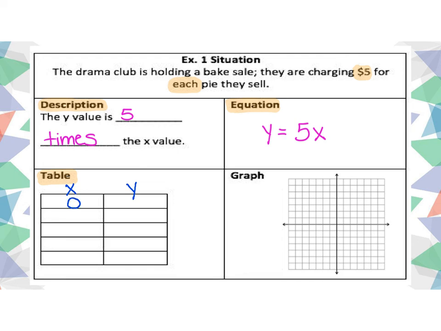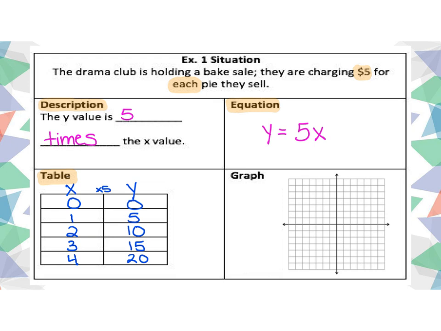If they sell 0 pies, we multiply by 5, and they would make $0. If they sell 1 pie, multiplied by 5, they would make $5. If they sold 2 pies, they would make $10. If they sold 3 pies, they would make $15. And if they sold 4 pies, they would make $20.